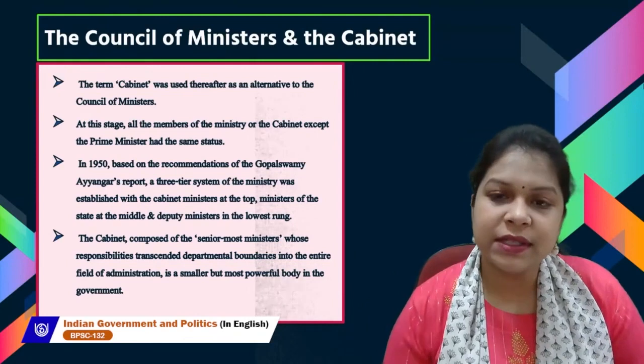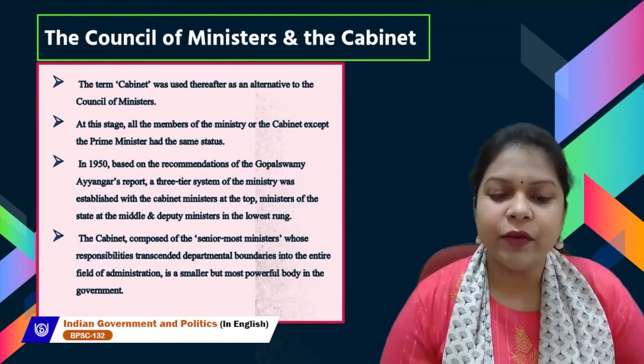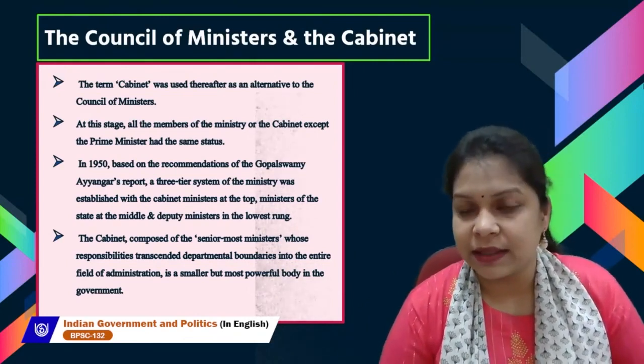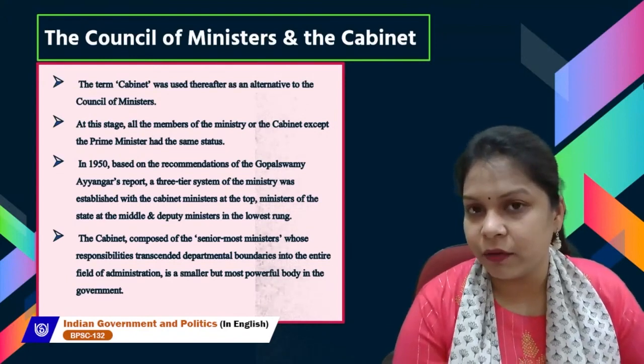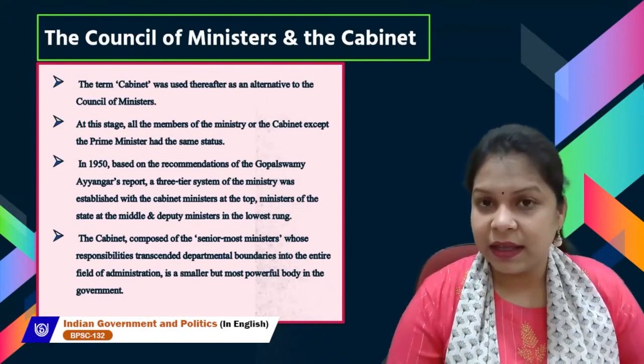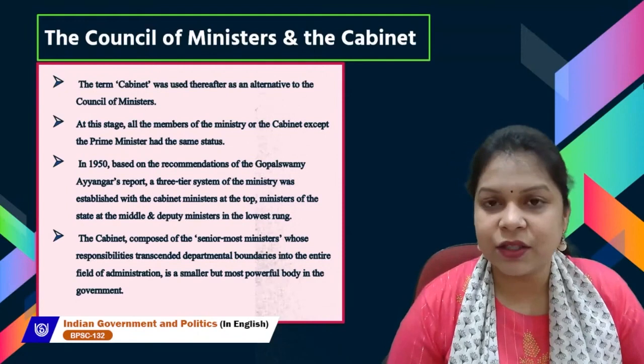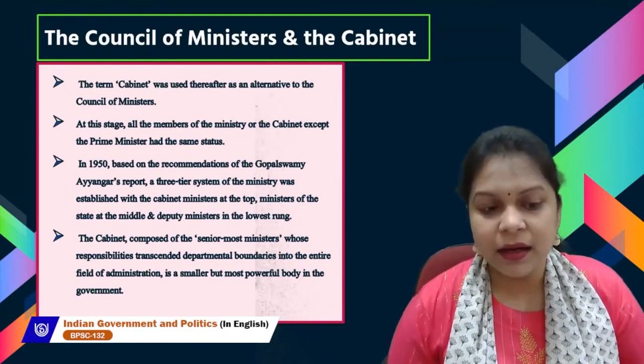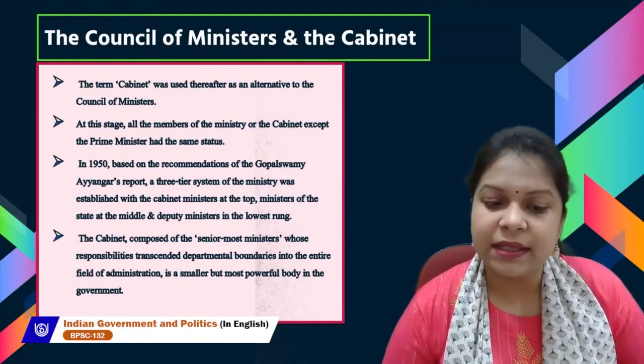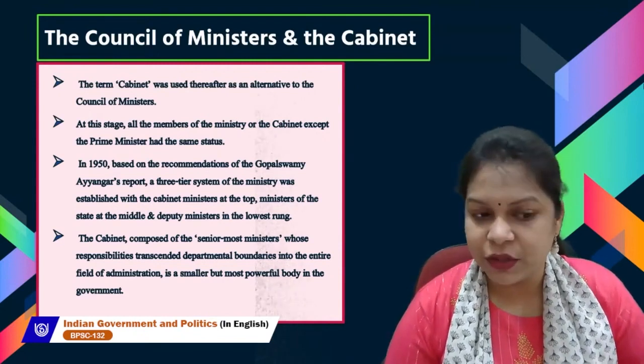So according to this report, the ministry was divided into three tiers. What was the first level? It was the cabinet ministers. They were in the topmost level of this three-tier system. In the second rank are the ministers of state, and in the third, the deputy ministers, who come in the lowest rank.